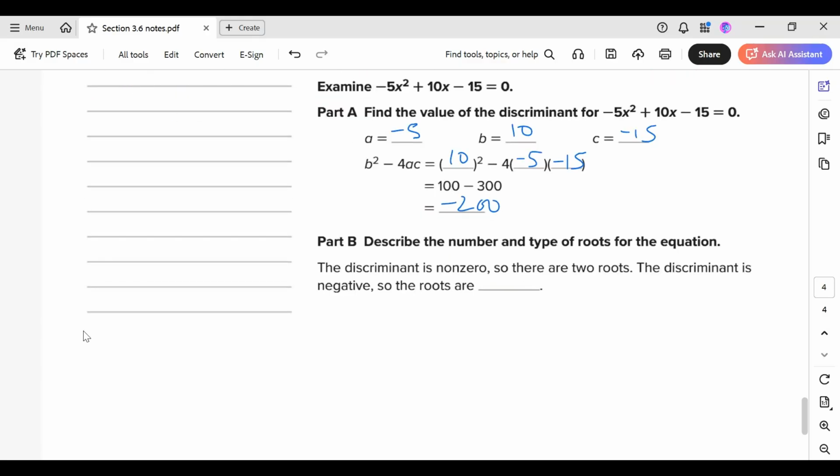Now, because the discriminant is non-zero, there's going to be two roots. But because it's negative, the roots are going to be considered complex, which means we have imaginary answers.